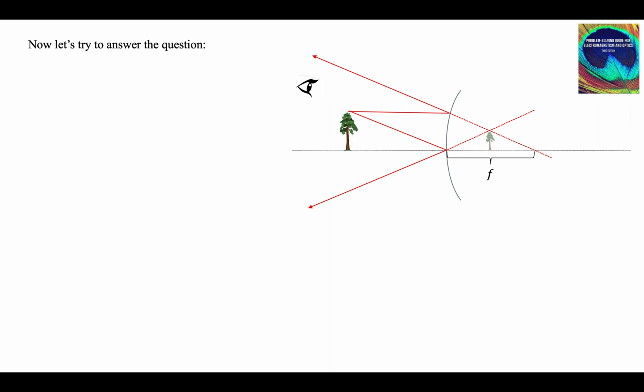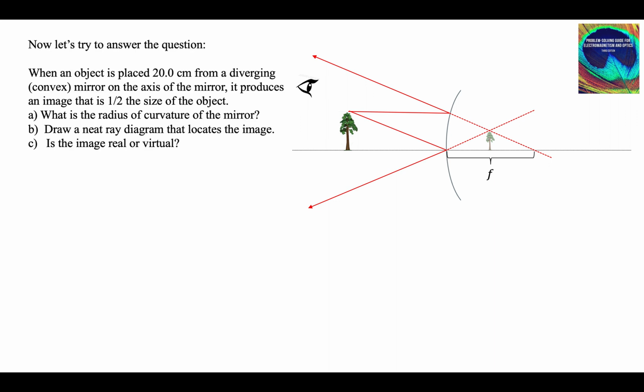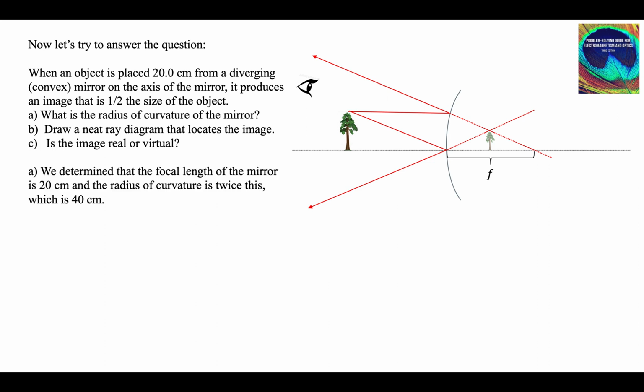Now let's try to answer the question. Don't forget about the question. A, what's the radius of curvature of the mirror? Well, the focal length is 20. The radius of curvature is about twice that, 40 centimeters. The radius of curvature is back here somewhere. And if we draw a line from the radius to the mirror, it's going to split that right in half because the angle of incidence is equal to the angle of reflection for any ray coming off the mirror.